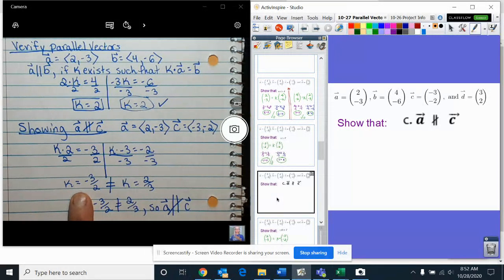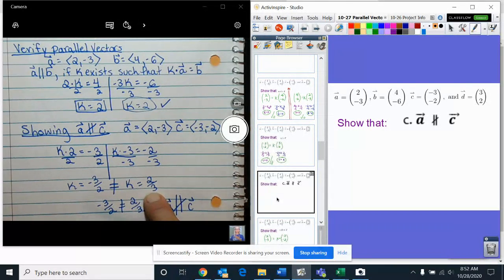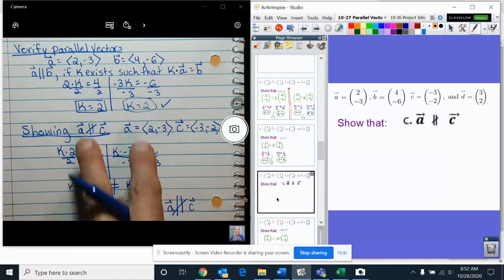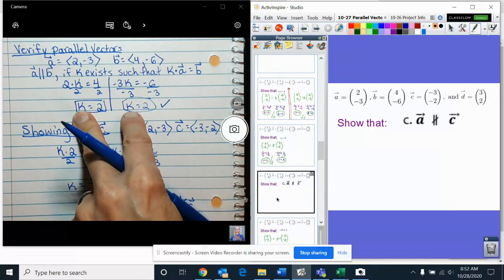For the x components, it's negative 3/2. For the y component, it's 2/3. Those have to be the same for them to be parallel. Just like up here, they were parallel.